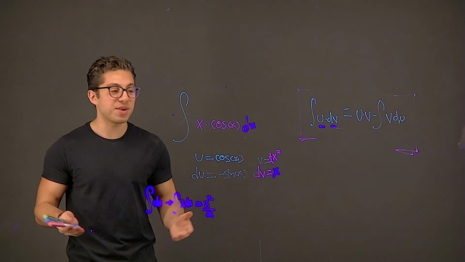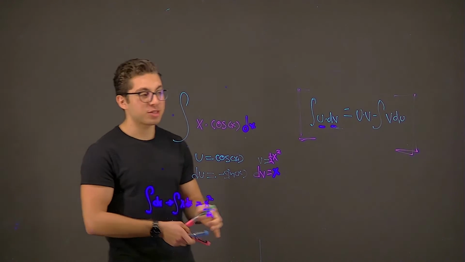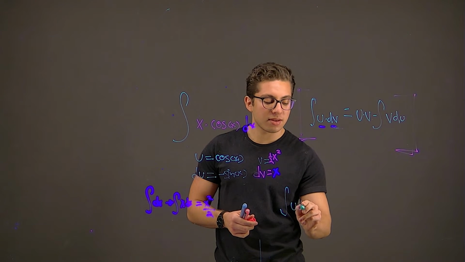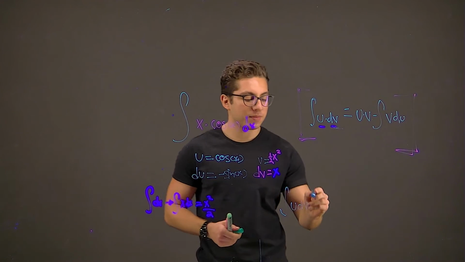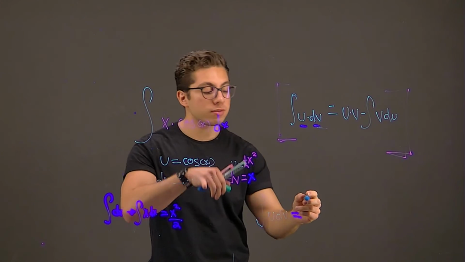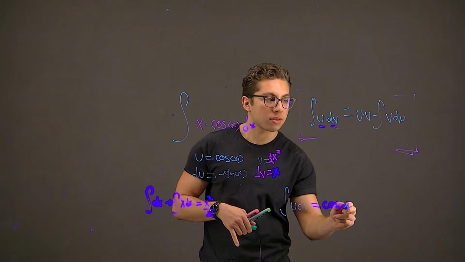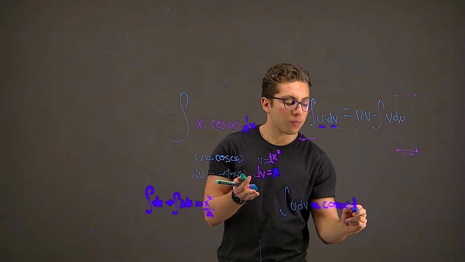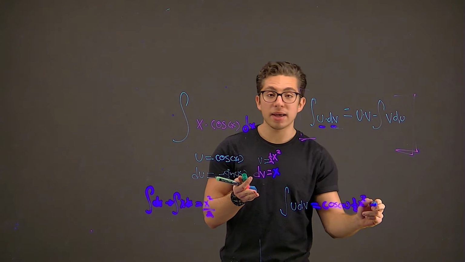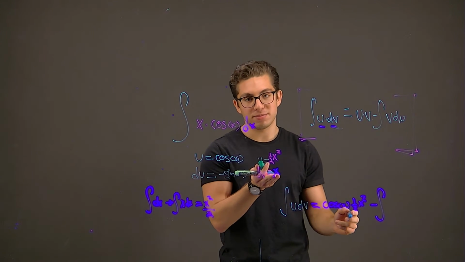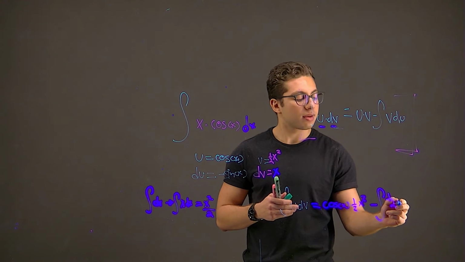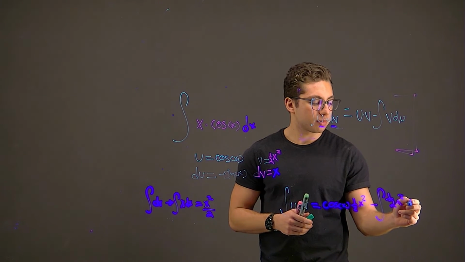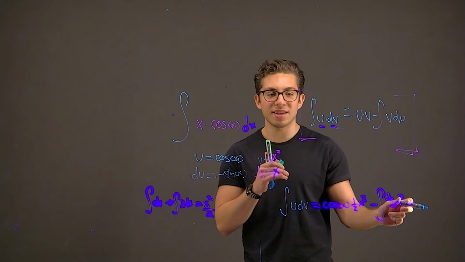So, you came up with this equation, and now you have to solve this one. u, which we have as cosine of x, v, which is what we integrated dv to, minus the integral of v du. Oh, sorry, du.